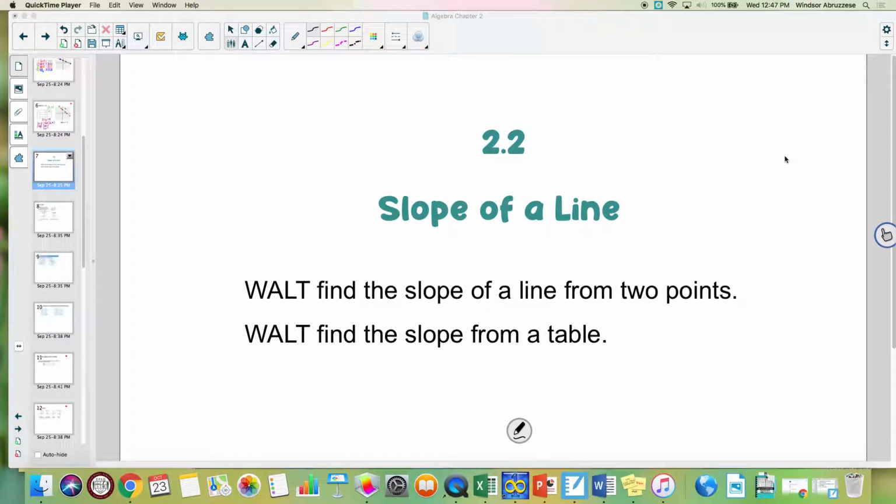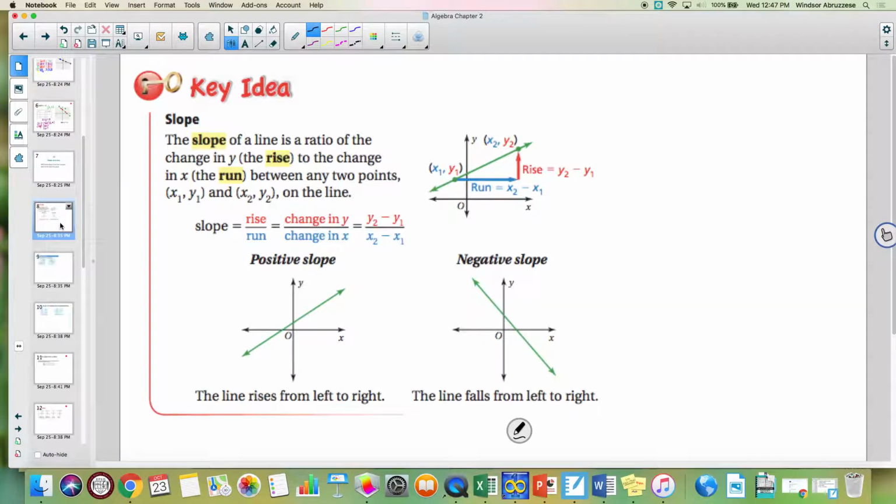To section 2 is slope of a line. We are learning to find the slope of a line from 2 points. We are learning to find the slope from a table. Here are some notes from the textbook.